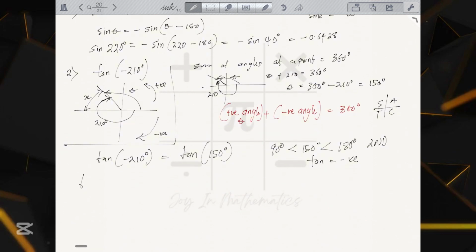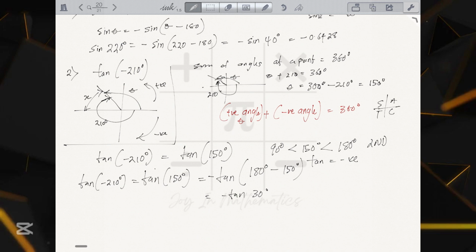So therefore we are saying that tan of minus 210 degrees, that's the negative angle, is equal to tan 150 degrees, which is the positive angle in terms of theta, will be equal to minus tan, and the relative acute angle formula for the second quadrant is 180 minus theta. Theta in this case is 150 degrees. Therefore, this will give us minus tan 30 degrees.